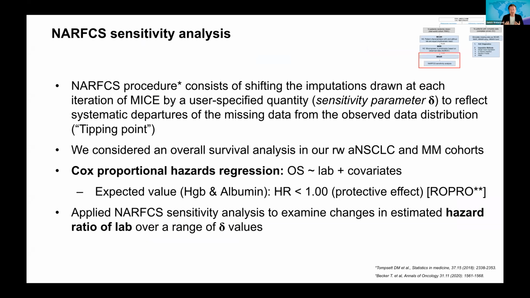To showcase this kind of sensitivity analysis, we considered an exemplary overall survival analysis in which we modeled the time to death due to any reason or censoring as a function of the lab value and other observed covariates. Based on empirical knowledge and literature estimates, we expected a hazard ratio well below 1 for both labs, indicating a protective effect with higher lab values. This analysis was then shifted by a range of delta values to estimate the potential departure if the underlying missingness mechanism was truly MNAR.